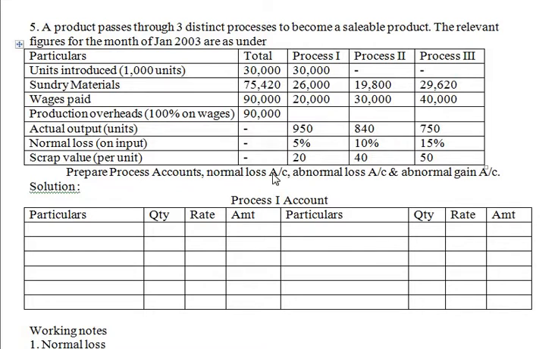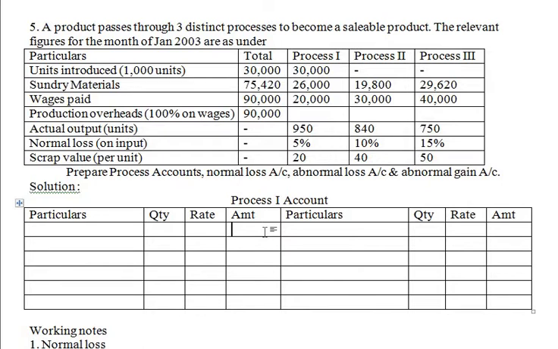Okay, so first, like in previous classes, we used to prepare process 1, process 2 one by one. After completion of process 1, process 2 we used to prepare, but here they have asked us to prepare normal loss, abnormal loss as well as abnormal gain account also. So we need to prepare those simultaneously at the time of preparing process accounts.